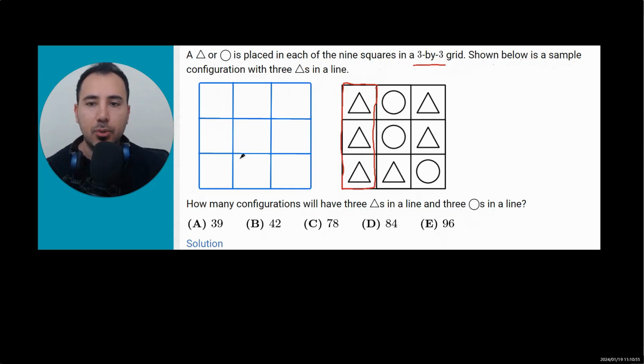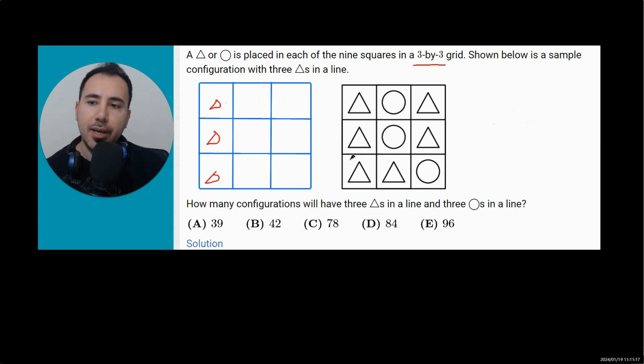Here it's easier to do the vertical one. We're going to do it vertically, and once we have it, we're going to multiply that by 2, and then we get the right answer. Okay, let's go. So first, let's decide. I want to put 3 triangles vertically.